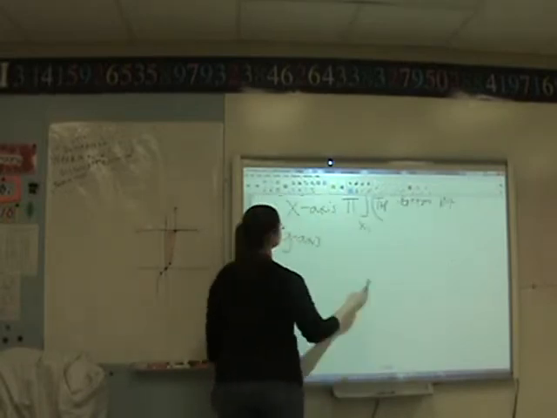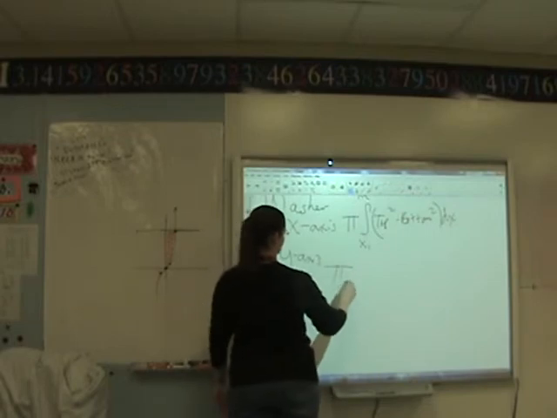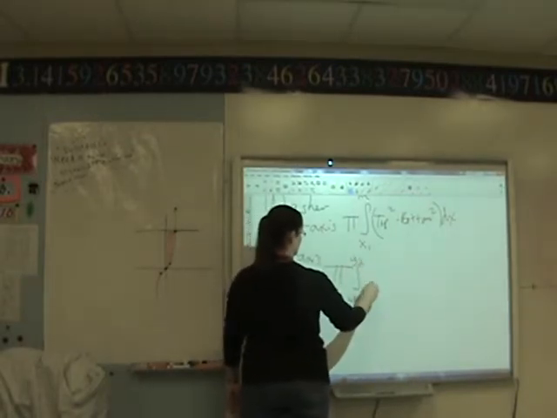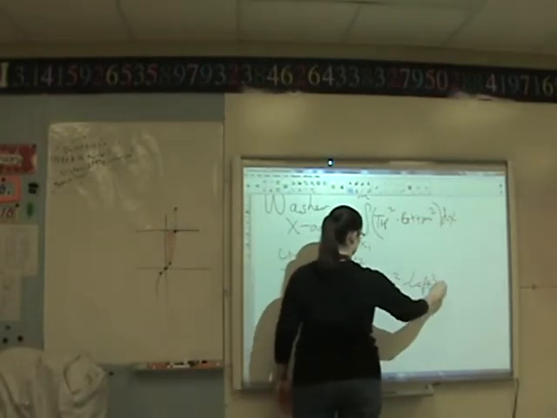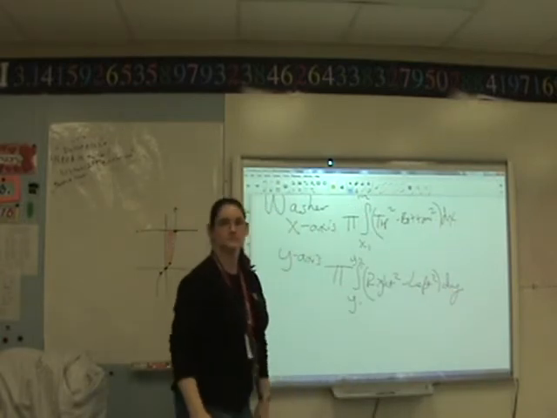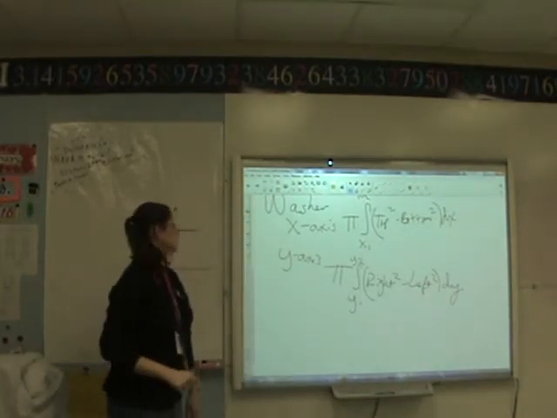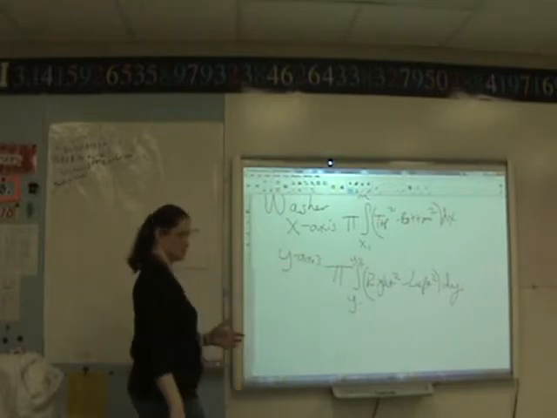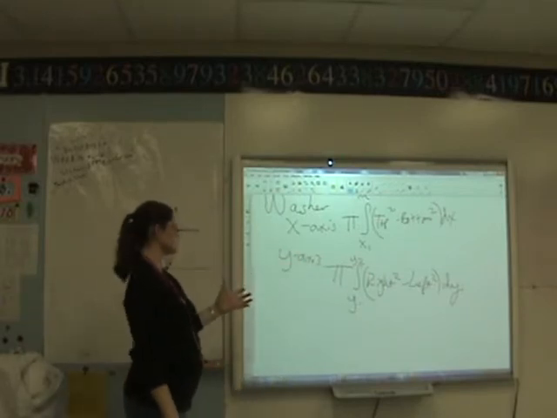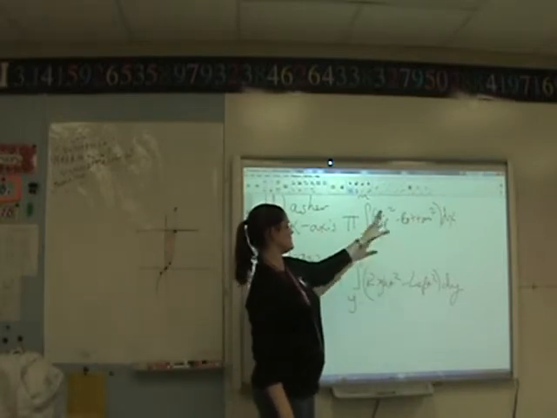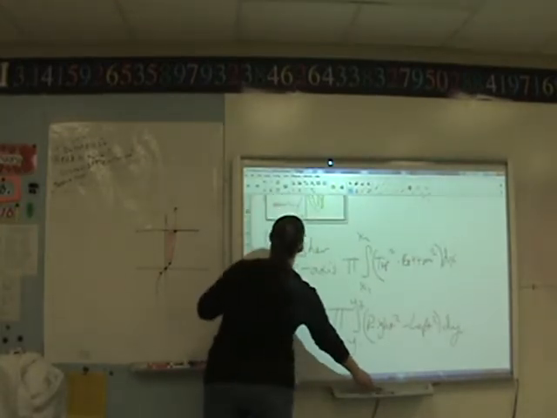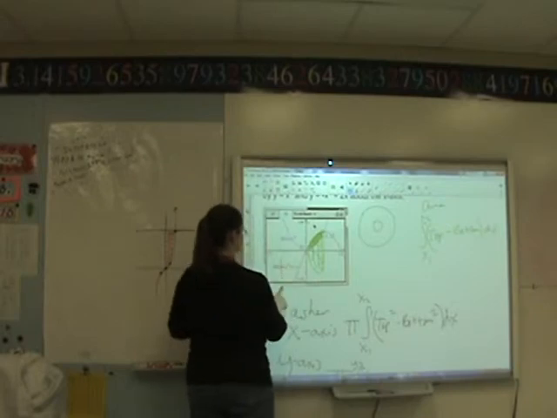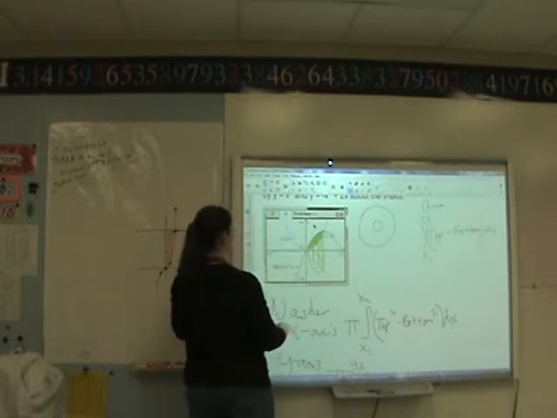It wouldn't be much different. I have my pi, y1, y2, and then instead of top and bottom, right squared minus left squared dy. Those are your formulas for washer method. Just learn the formulas. We're always using right and left with the dy, top and bottom with the dx. So in this situation, I'm integrating with respect to x, going around the x-axis.